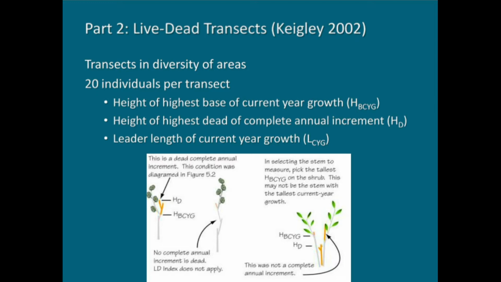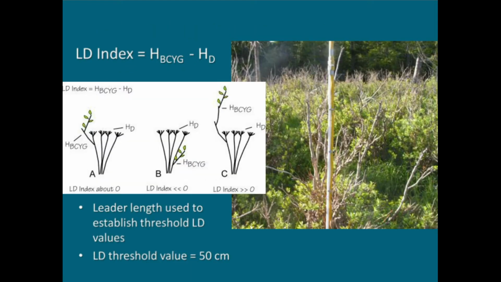Sorry, I said that wrong. Leader length is from your apical bud all the way down to your base of current year growth. And your LD index is, again, simple math, it's subtraction. So for managers to be able to go back and analyze the data, it's a pretty simple event.